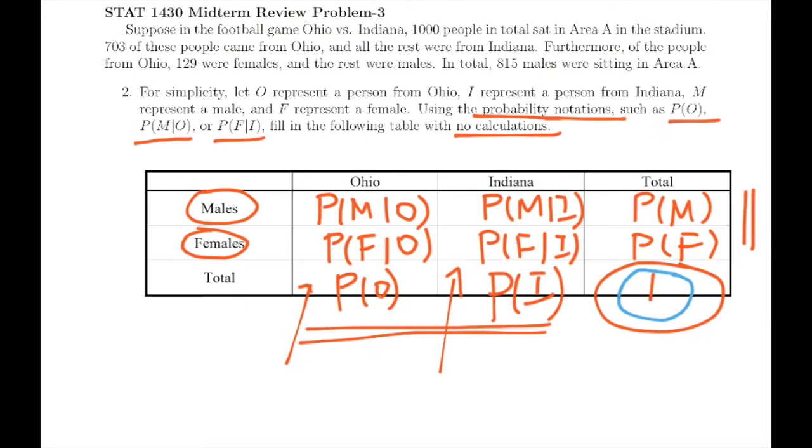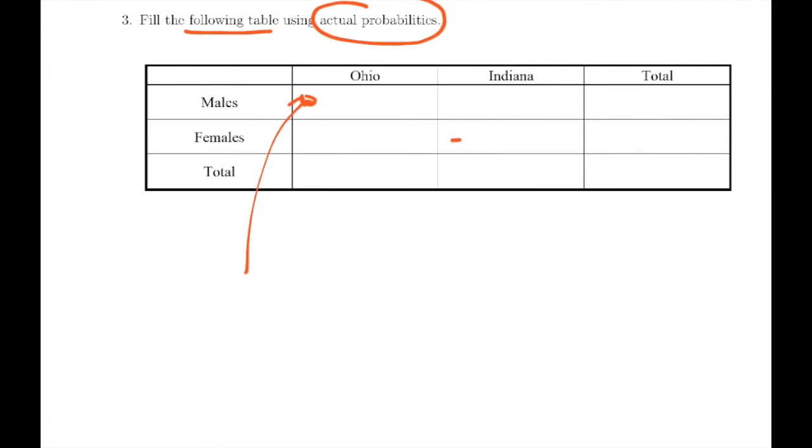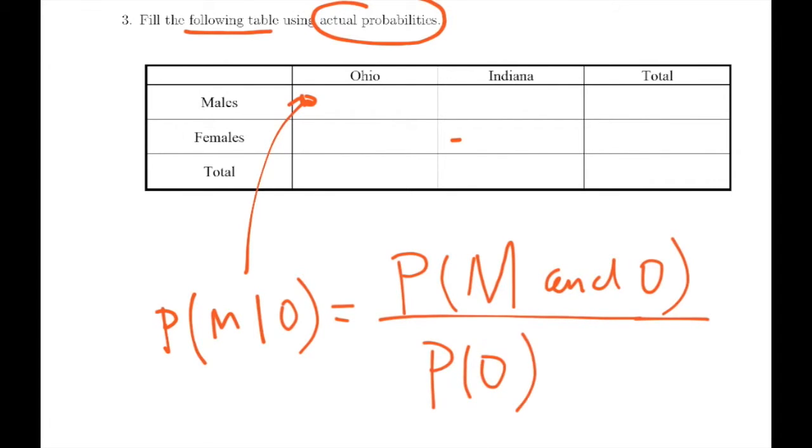So let's go to the third part. For example, for this table here, it is the probability of a male given that he's from Ohio. Remember the definition of the conditional probability, that P(M given O) is the probability that a person is both a male and from Ohio, divided by the probability of a person from Ohio.